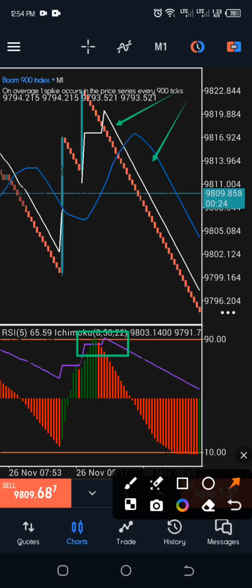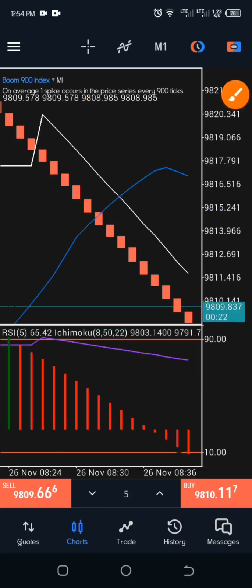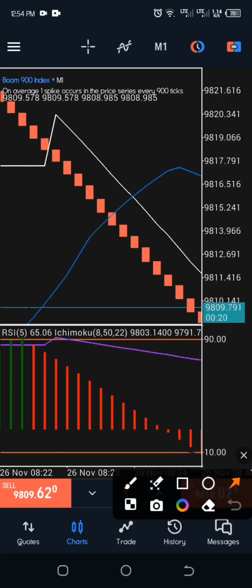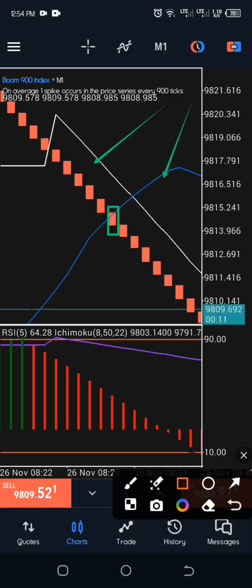Let me zoom so you guys can see. The price has to break below the Ichimoku, and it also has to break below the moving average. Not just breaking below it, we also want to see that this is the candle that was responsible for the break below the moving average, and this is the candle that was responsible for the break below the Ichimoku.